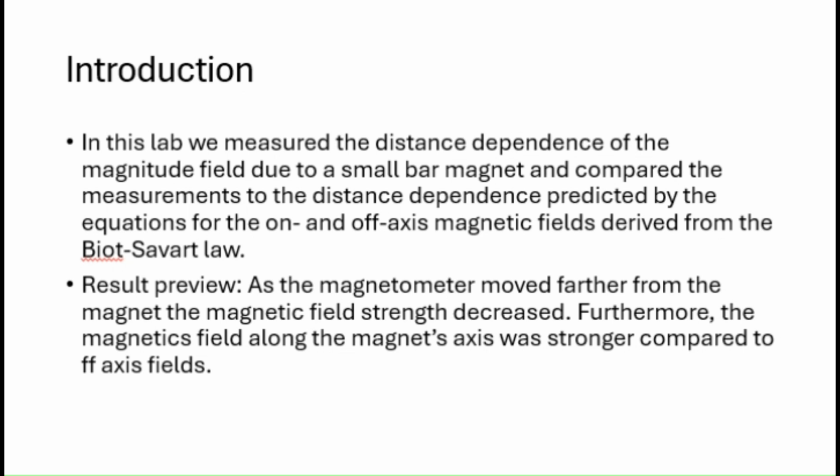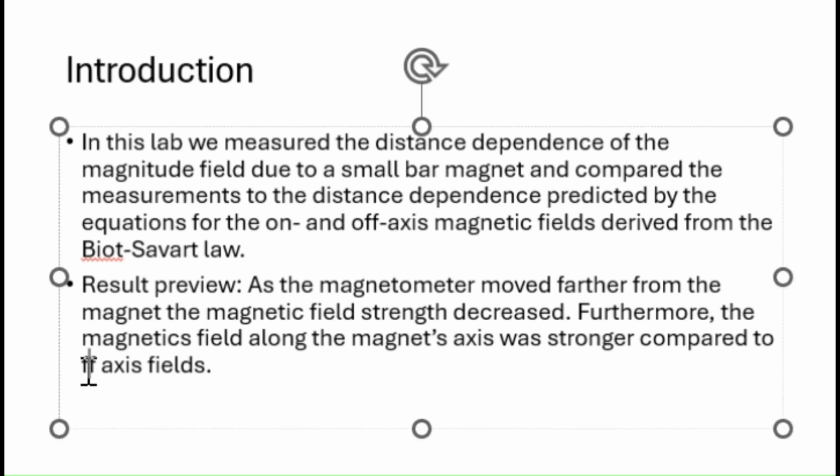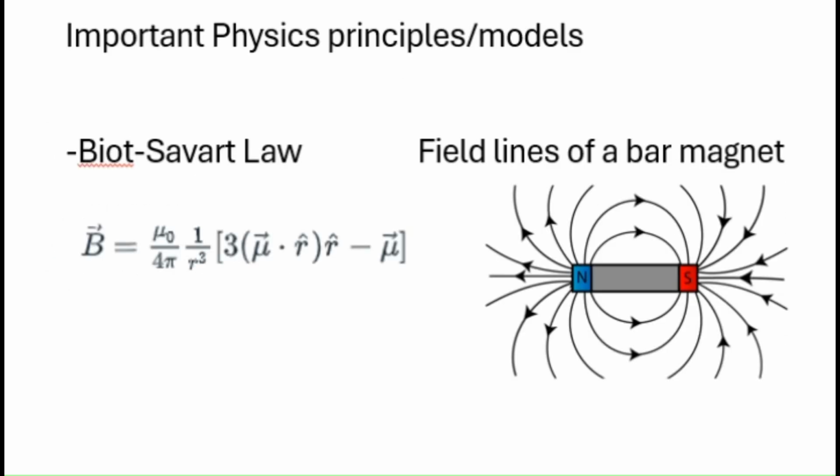And then the result preview is that as the magnetometer moved farther from the magnet, the magnetic field strength decreased. Furthermore, the magnetic field along the magnet's axis was stronger compared to the off-axis field. This is supposed to say off. Sorry.